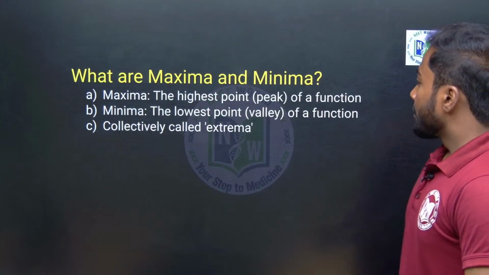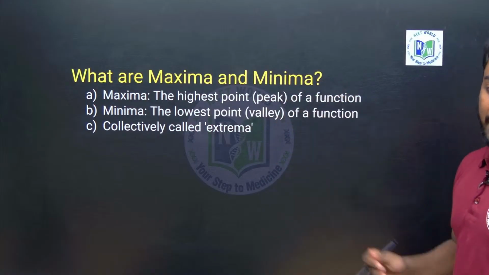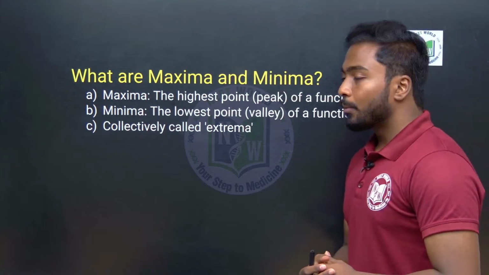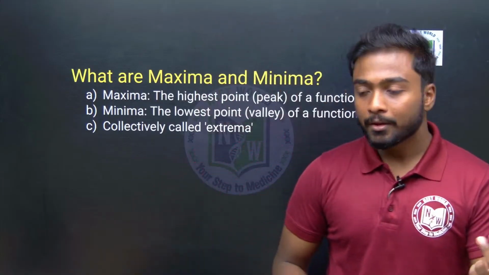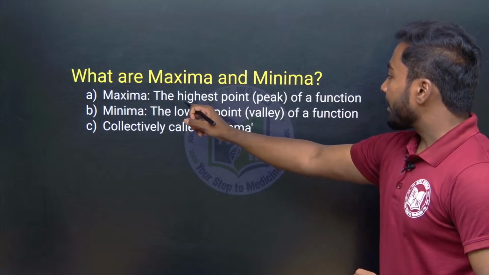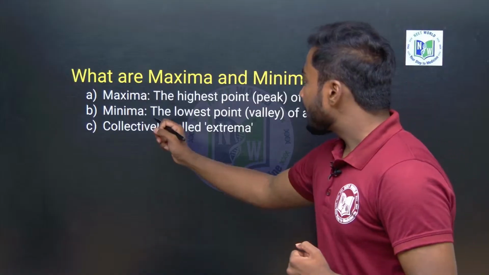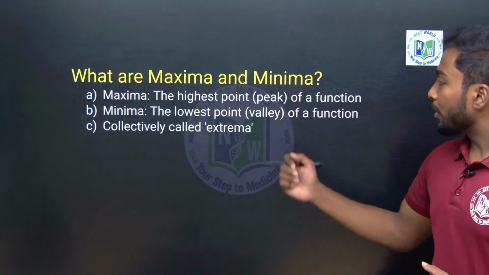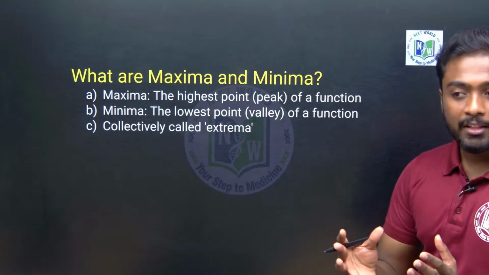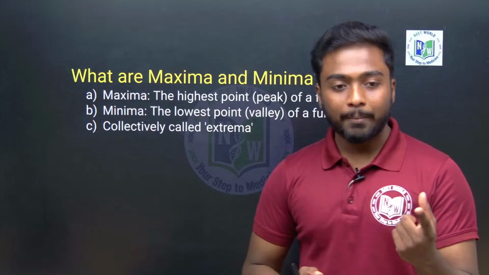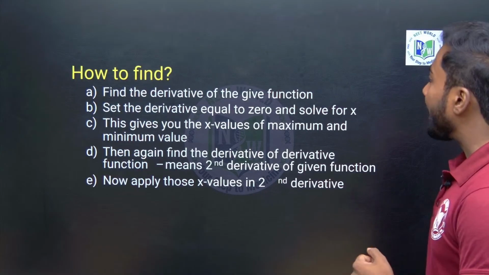Now the second topic we are going to discuss is maxima and minima. If a graph is given and they ask what the maximum value and minimum value are: maxima is the highest point, the peak of the function, and minima is the lowest or valley point of the function. Both are collectively called extrema. We are going to see how to calculate it.